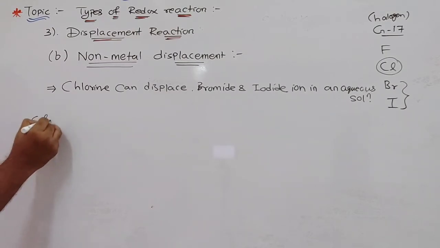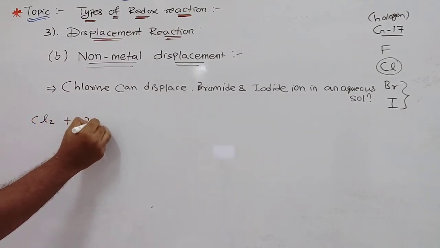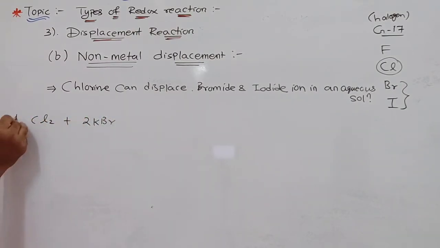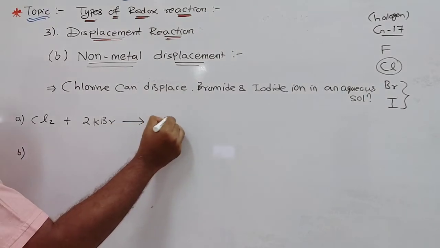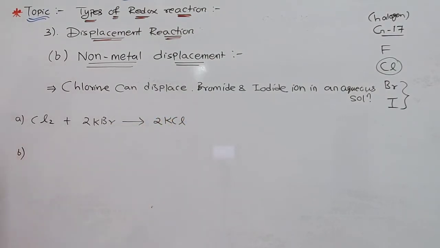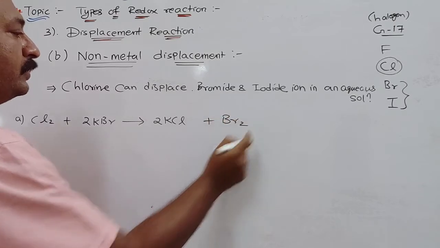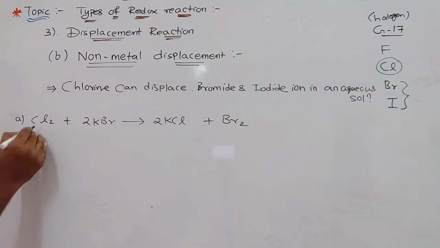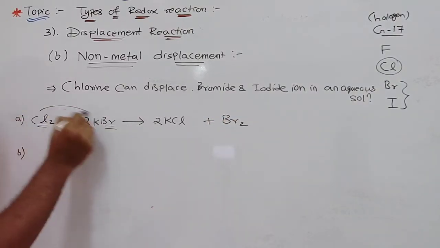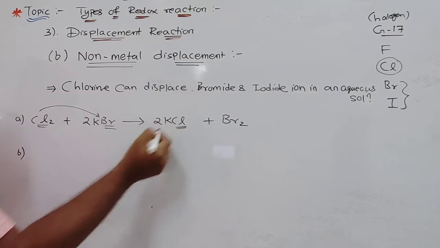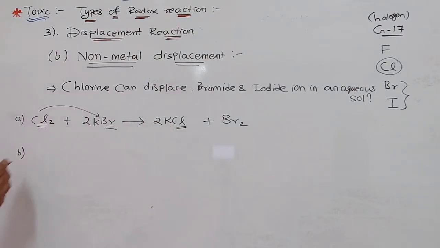You can see here Cl2 plus 2 KBr. Examples A and B. So Cl2 plus 2 KBr gives you what? 2 KCl plus Br2. Okay, this is one reaction. You can see here chlorine is replacing whom? Br from the solution. Understood this part? Then I think you can watch properly.